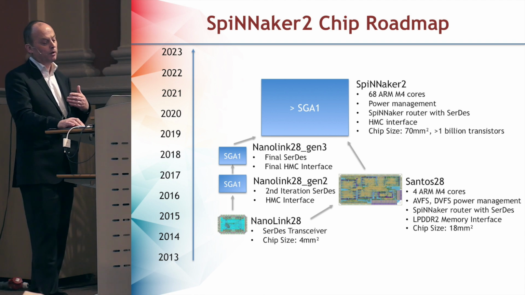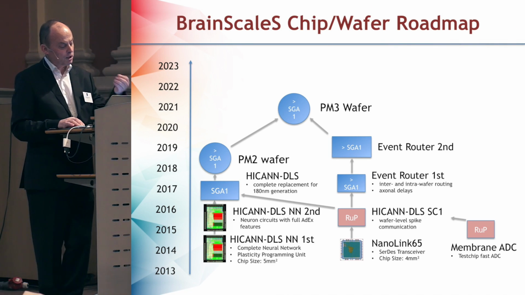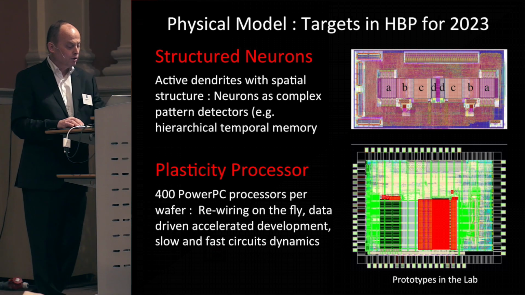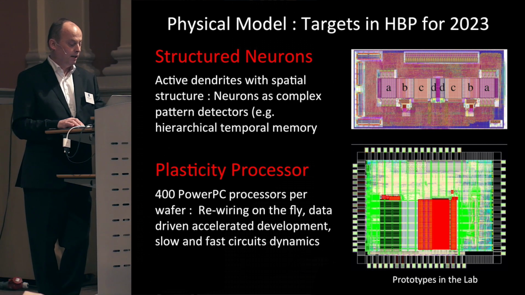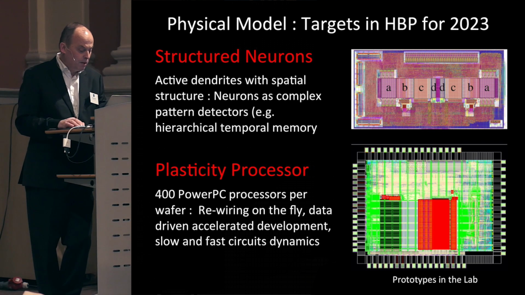On the brain scale system, we will also introduce 2 new features, which are probably better seen on this slide. First of all, and most importantly, going digital to some extent, or going flexible to some extent. Each of the little chips on the wafer will have a PowerPC processor now. There will be 400 such processors on the wafer. We go to 65 nanometer process technology. Those processors will provide completely flexible local learning rules. So you can do old STDP, of course, but you can also do rewiring on the fly. You can have any model for neuronal or synaptic plasticity with slow and fast circuit dynamics.